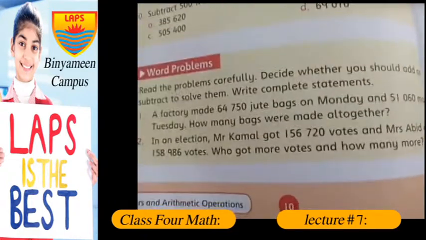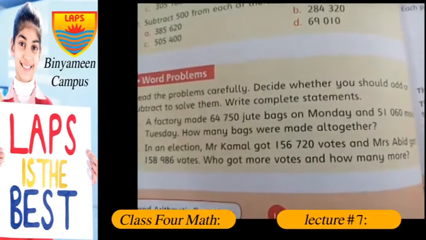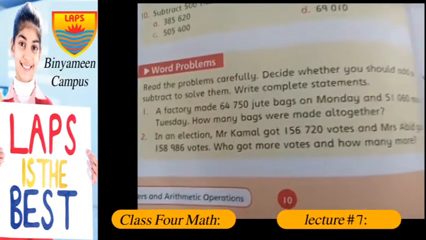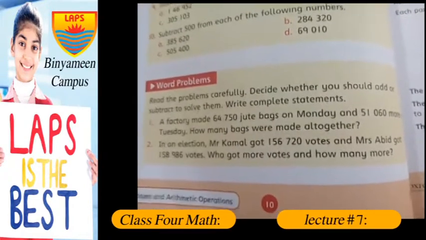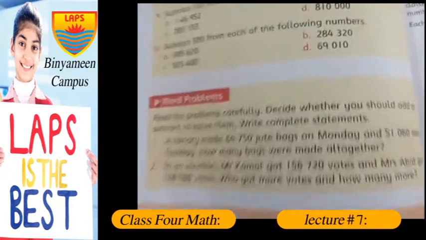I will be solving the very first problem here on my board. Like it says, a factory made 64,750 jute bags on Monday and 51,060 more bags on Tuesday. How many bags were made altogether?